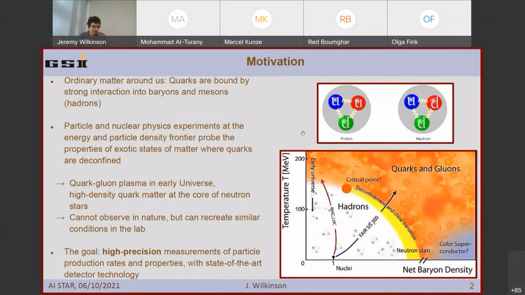So at the extremes of temperature, we start to see a state known as the quark-gluon plasma, which was thought to exist in the early universe. And at very high baryon densities, we get high-density quark matter that we expect to find at the core of neutron stars. Obviously, the early universe and the cores of neutron stars aren't systems that we can observe directly in nature, but we can recreate similar conditions in the laboratory using collider experiments. The main goal, basically, is that we want to have very high precision measurements of particle production rates and their properties using state-of-the-art detector technology.